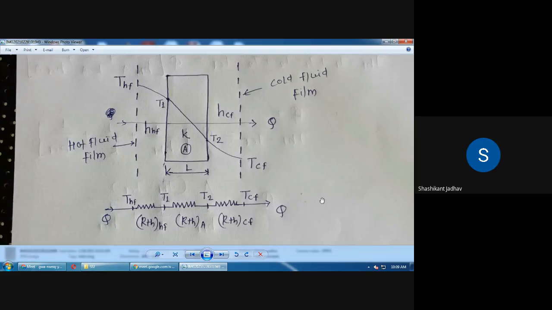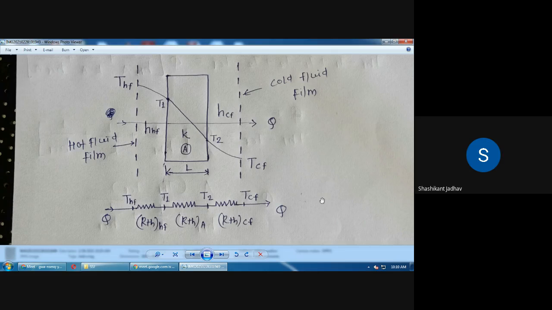Okay. The equation you are saying is 1 upon HHF into A. So this is the equation for the thermal resistance for the hot fluid. But what is the equation for the Q? So we know one law related to the convection, that is Q is equal to THF minus T1 divided by R thermal, the thermal resistance of the hot fluid. Okay, correct.